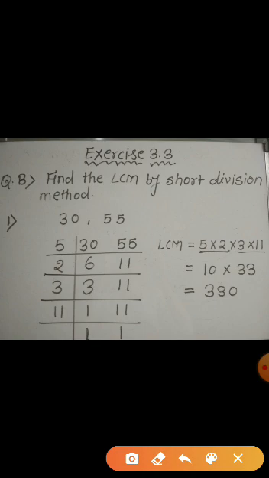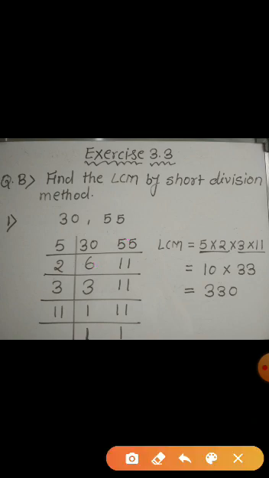Yes, here I have written the prime factor 5. It divides 30 and 55 both, right? So if we divide 30 by 5, we get the quotient 6. 5 sixes are 30. And if we divide 55 by 5, we get the quotient 11. 5 elevens are 55.